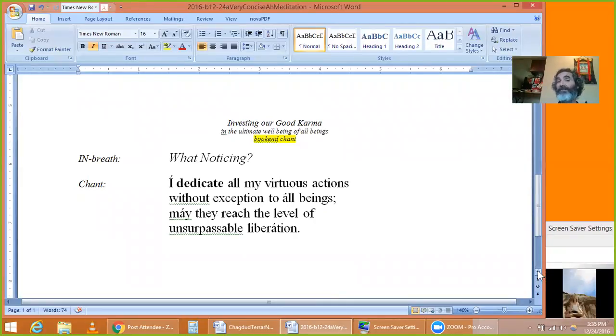Or if you're fancy, you can chant with me. I dedicate all my virtuous actions without exception to all beings. May they reach the level of unsurpassable liberation.